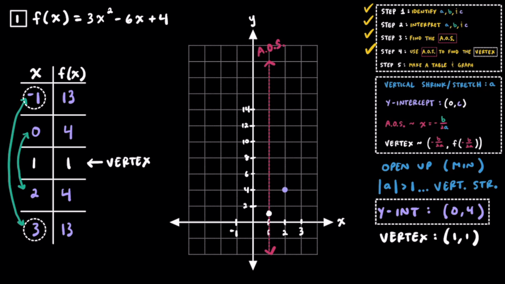2, 4 is going to be to the right over here, and 3, 13 is going to be located up here. Symmetrical to the left side of the A.O.S, 0, 4 is going to be located to the left of the A.O.S. And for our fifth point, we have negative 1, 13, which is located all the way up here, but it's across from the other point, 3, 13. If we did everything correctly, we should be able to draw this U-shaped curve smoothly through all of these points. And finally, we now have a table and a graph for this quadratic function.